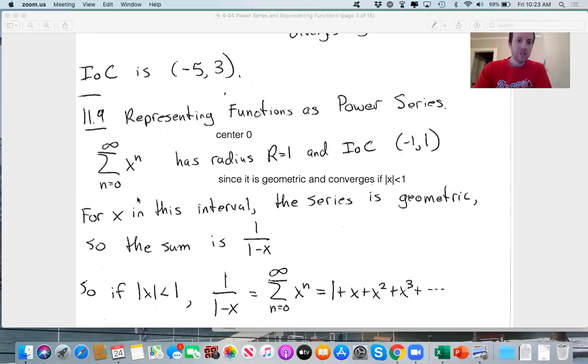So this is a power series, and we can tell the interval on which it converges. But we can also say this is geometric. And if it converges, we know what it converges to, because there's a formula for the sum of a geometric series.